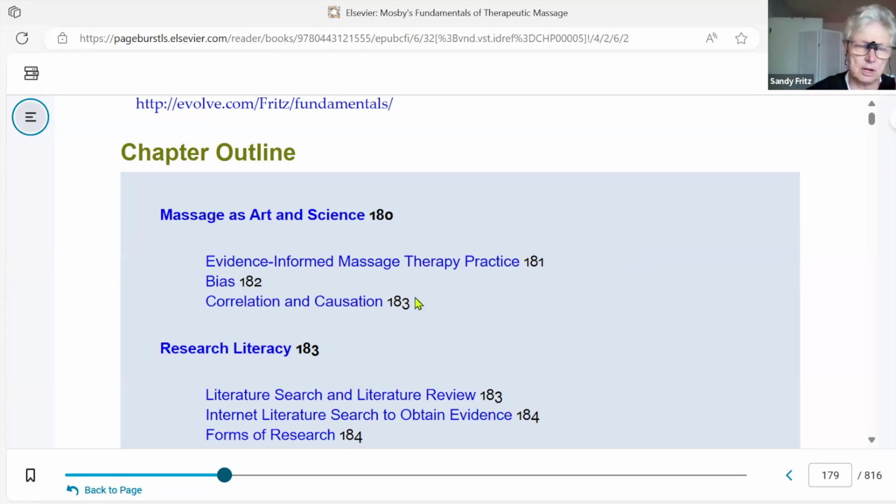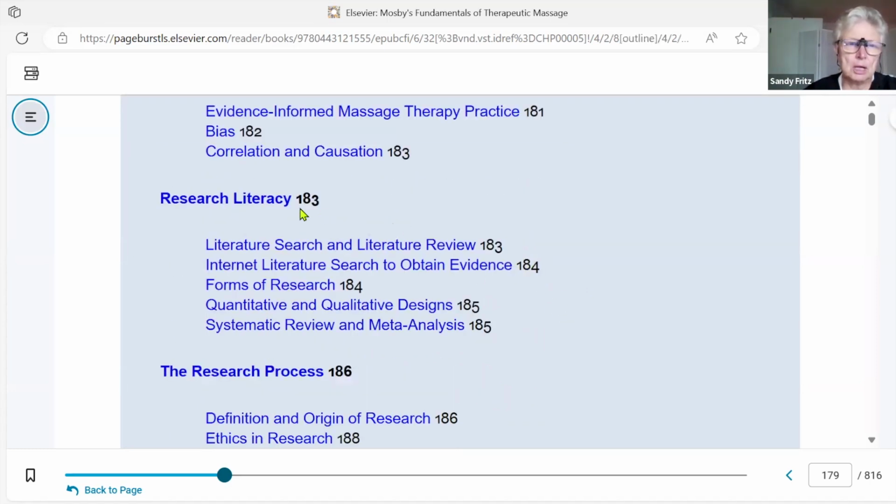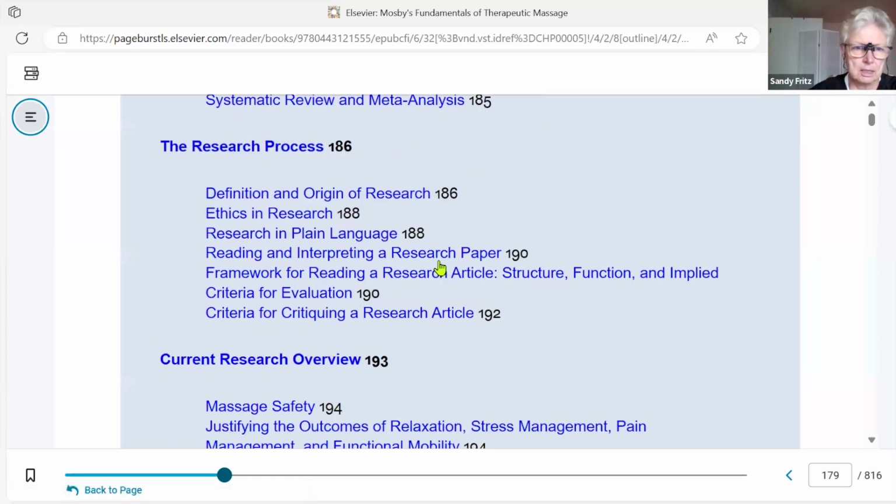We have previously talked about evidence-informed massage therapy practice, and we'll spend a little bit more time with bias and correlation and causation in the research process. So the focus is not to teach you how to be a researcher. The focus of the chapter is for you to find and be able to read through research in a way that you can use the information as part of your critical thinking process and massage application.